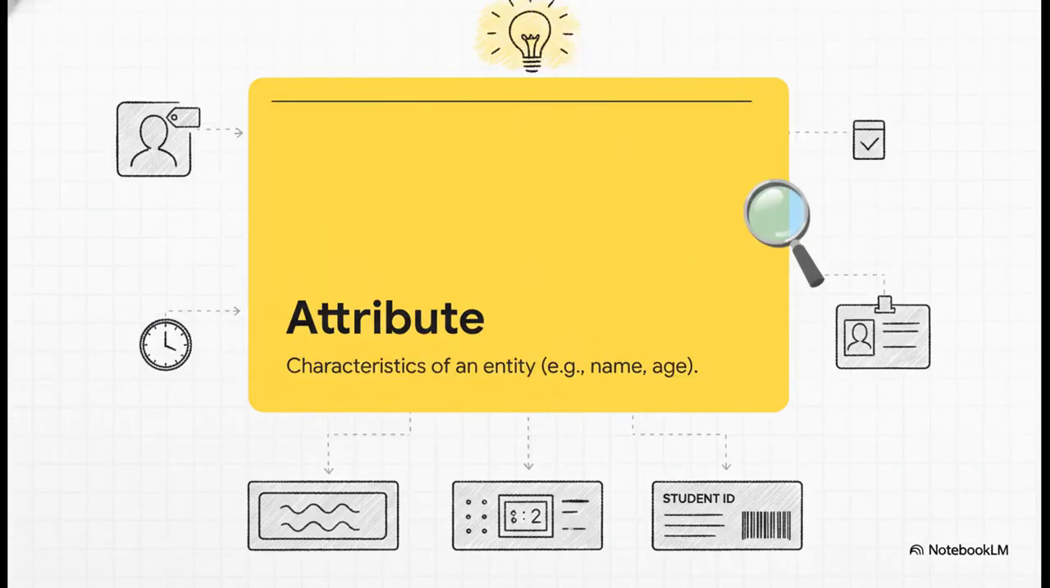And if entities are the nouns, then attributes are the adjectives. It's that simple. They're the specific details we care about for each entity. So for our student entity, the attributes would be stuff like their name, their age, their unique ID number. It's these characteristics that really bring the entity to life.